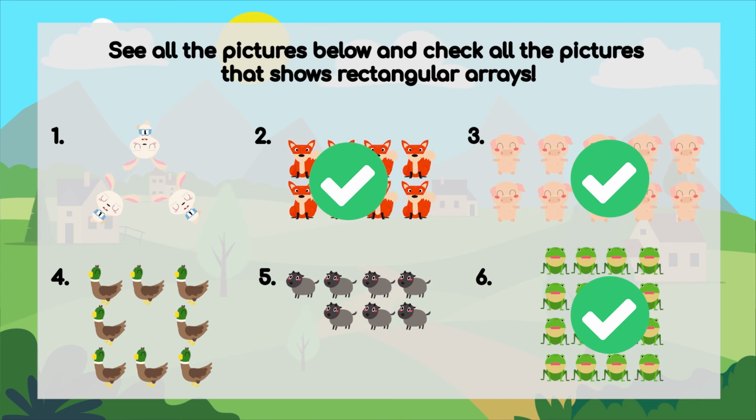So how about your surroundings? Could you name things and objects in your house which are in an array?